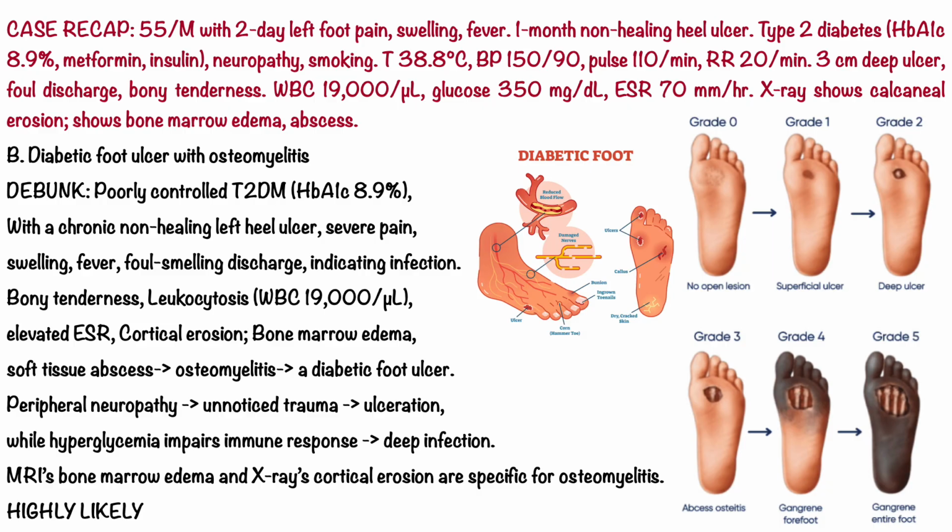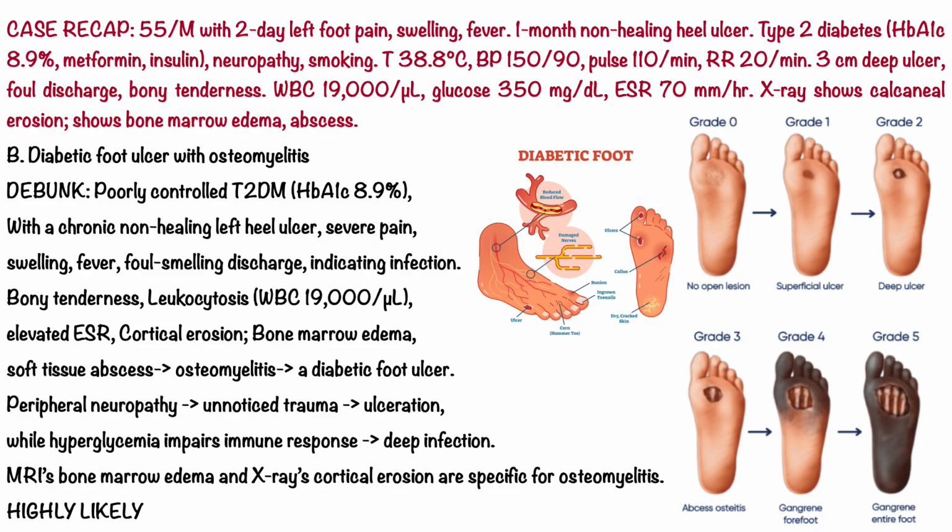And peripheral neuropathy, a history of peripheral neuropathy in this case, must have caused unnoticed trauma leading to ulceration, while hyperglycemia impairs immune response, causing deep infection. So even if there is a superficial infection, it can lead to deep ulceration due to delayed wound healing in diabetes mellitus. MRI's bone marrow edema and X-ray's cortical erosion are specific for osteomyelitis. So it is highly likely that this is a case of diabetic foot ulcer with osteomyelitis, but still we will tap into the other options, right?